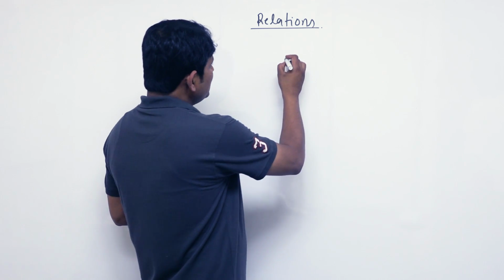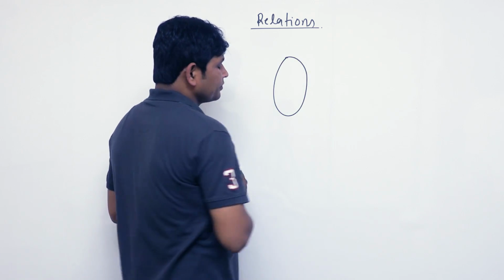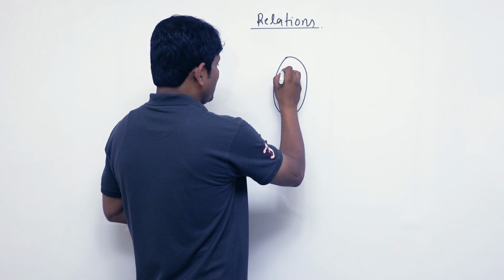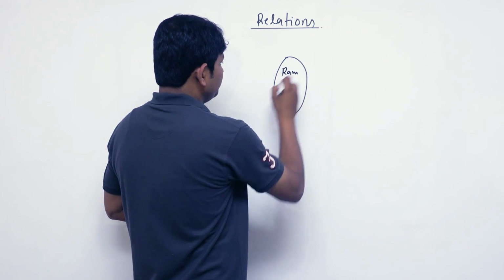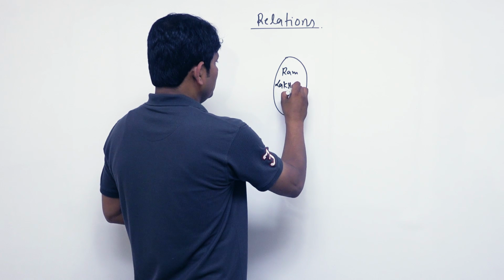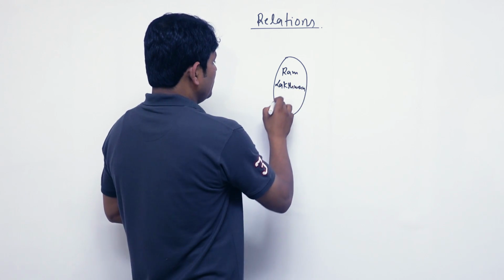There is a set A. There is Ram, Lakshman, Krishna.